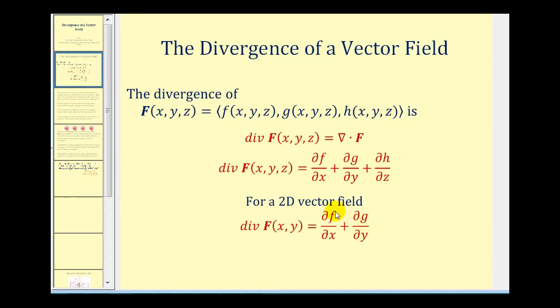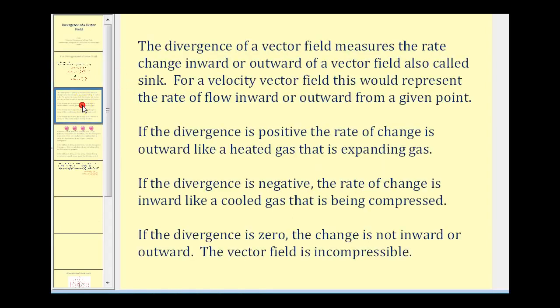Let's talk about the meaning of the divergence of a vector field. The divergence of a vector field measures the rate of change inward or outward of a vector field, also called sink. For a velocity vector field, this would represent the rate of flow inward or outward from a given point.